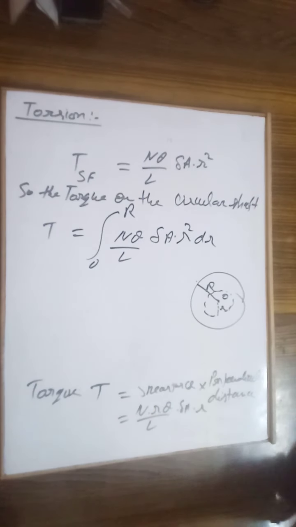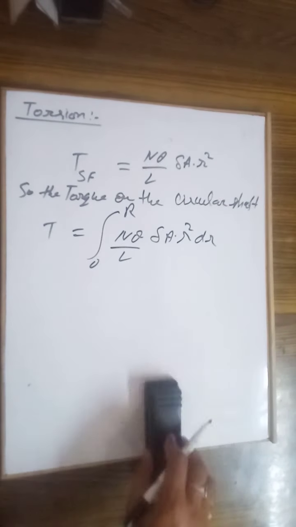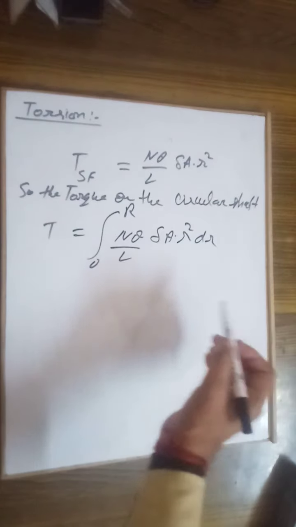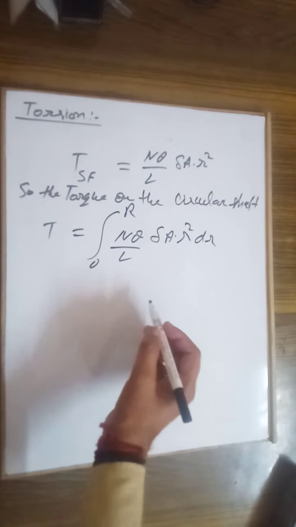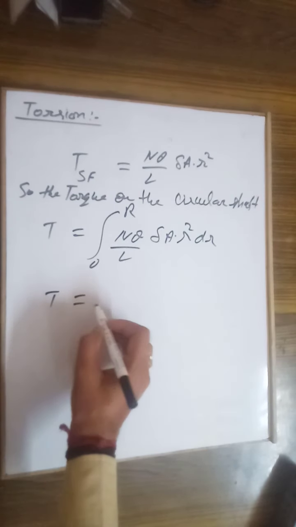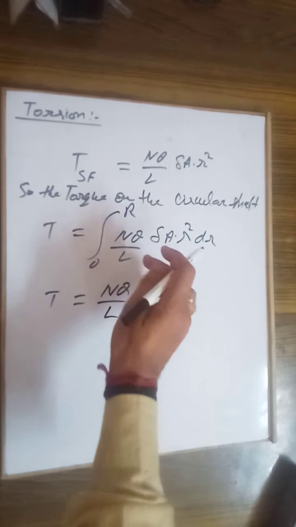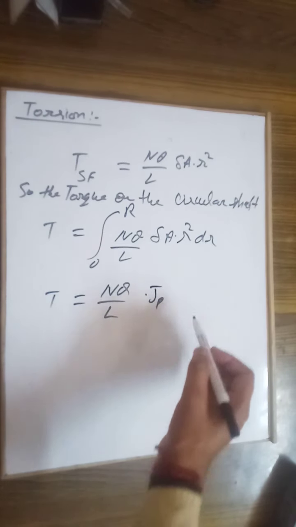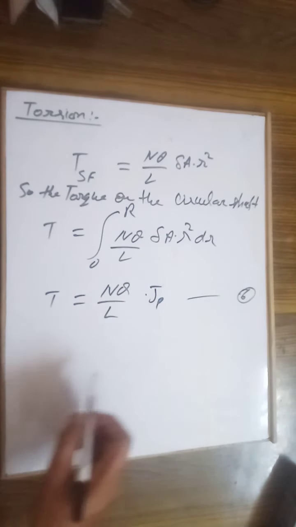By the integration of this sum, we know that in polar coordinates the moment of inertia is simply Jp. So we can say here T is equal to n theta over L into the rest of the terms, which is Jp. So this is, I think, equation number 6 now.